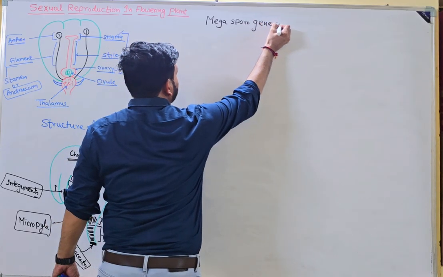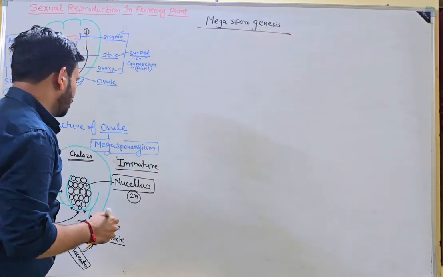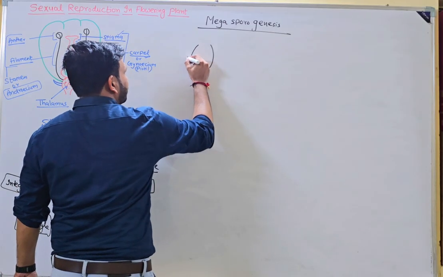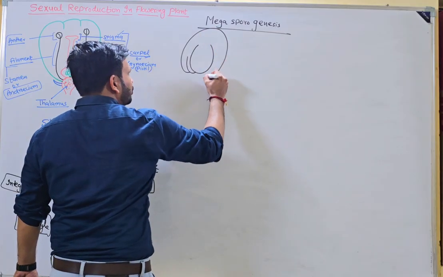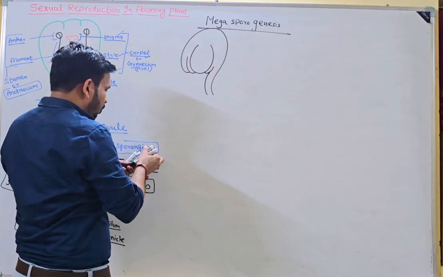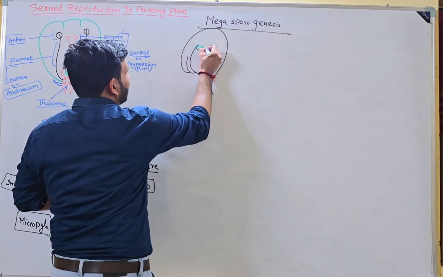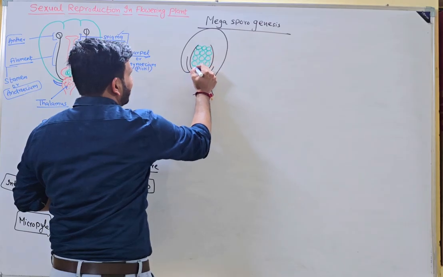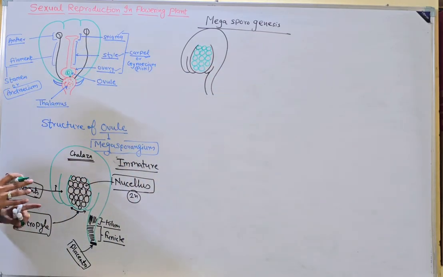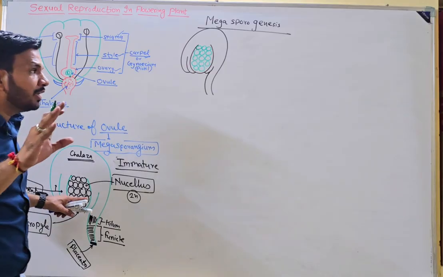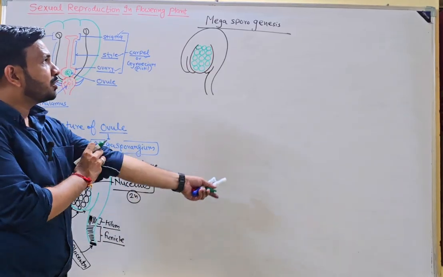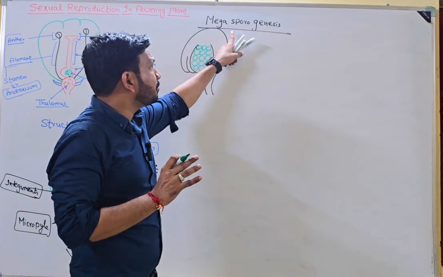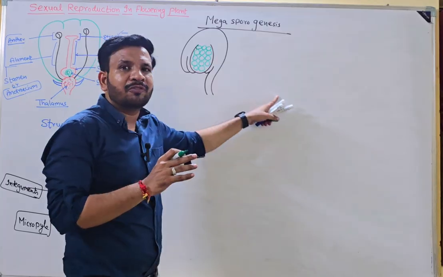megasporogenesis. Okay, listen now. In megasporogenesis process, what is going on? Suppose here this is the ovule. This is the ovule. Okay, and in this ovule there are many nucellus cells. Now this ovule here you can see it is immature. Right now it is immature because it contains nucellus cells. Right now it does not contain egg. Okay, so that is why it is immature. And the process which we are going to talk about here is called megasporogenesis. And because of this process, this immature ovule will become mature.